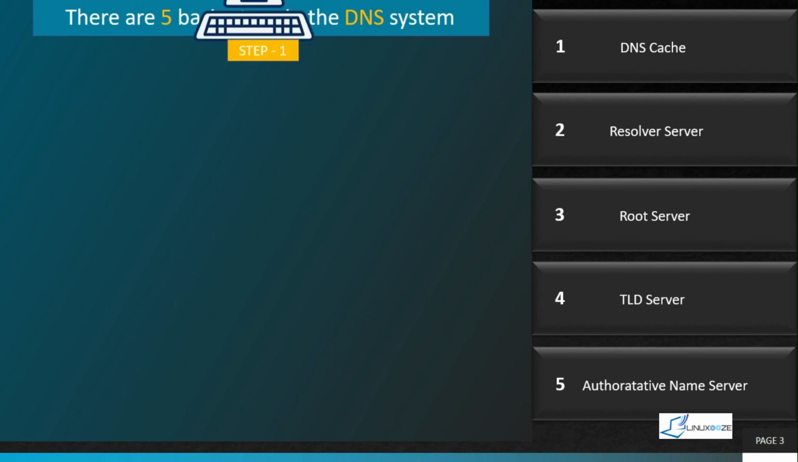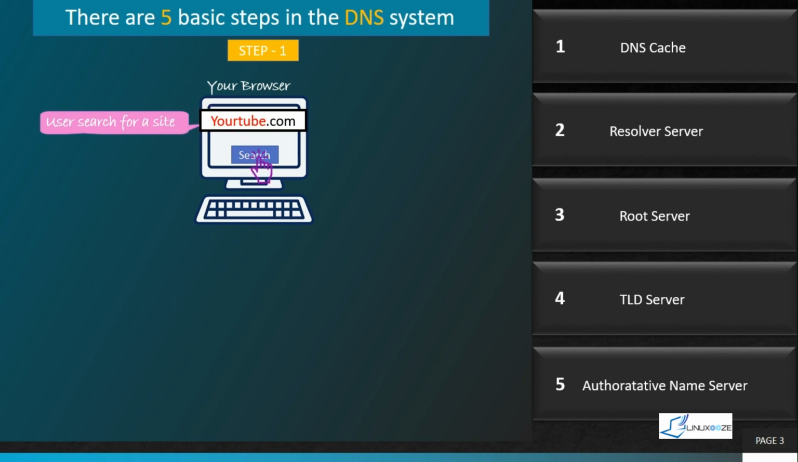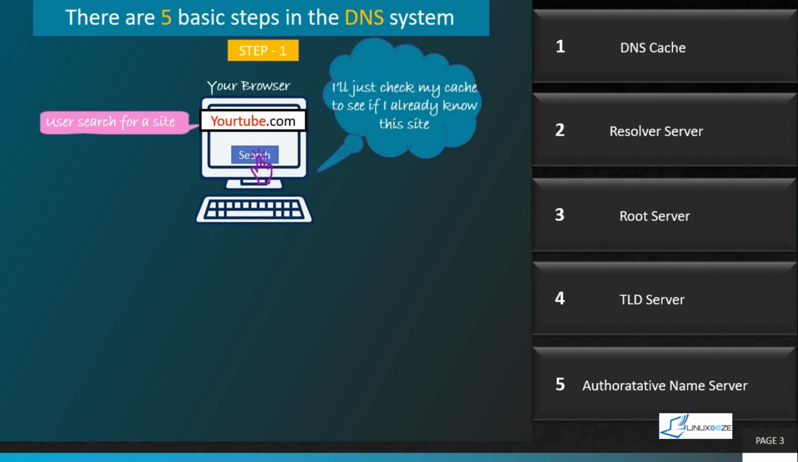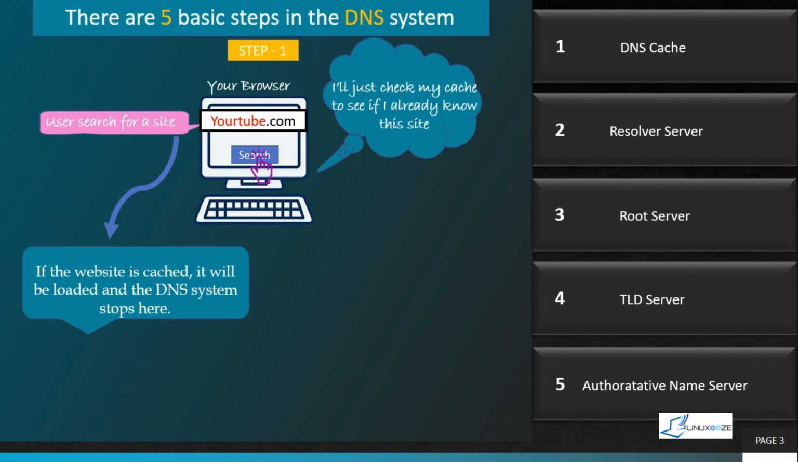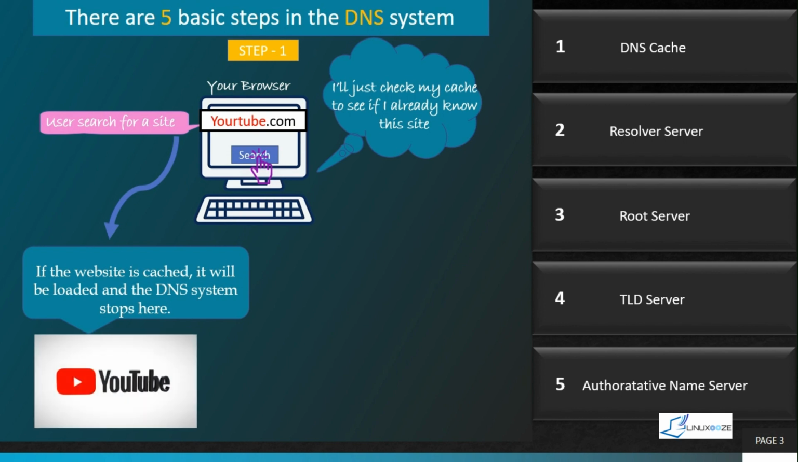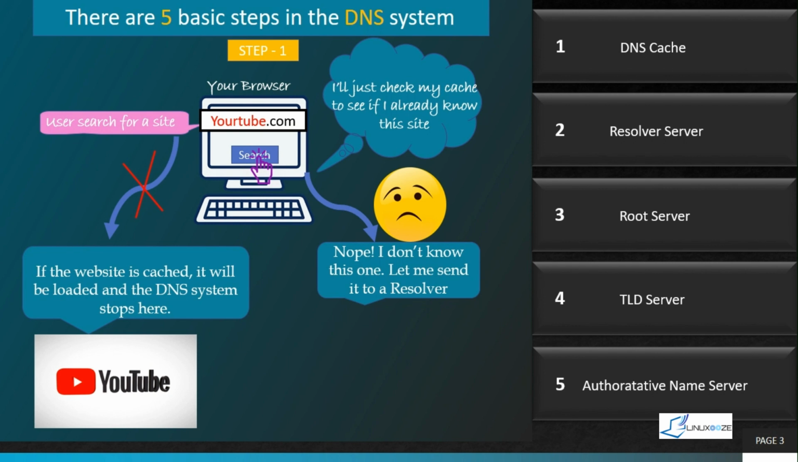Suppose you enter youtube.com in your browser and click on search. The first place the system checks is its own local DNS cache. I'll just check my cache to see if I already know this site. This cache stores recently accessed domain names and their corresponding IP addresses. If the domain name is found in the cache and is still valid, not expired, the system uses this IP address to connect to the website. If the domain name is not in the local cache or if the cached entry has expired: No, I don't know this one. Let me send it to a resolver.